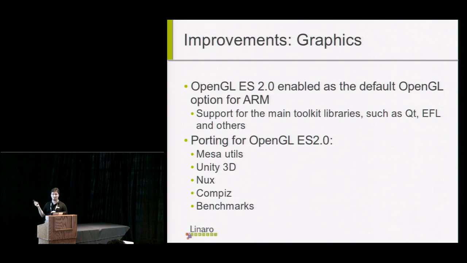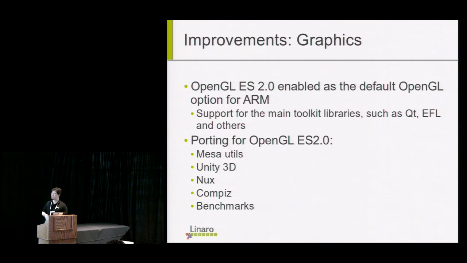So nowadays, for example, if you grab Qt, EFL, and a few other important toolkits and libraries that support OpenGLES, they would basically use OpenGLES on ARM by default. If you have the drivers, of course, it will be accelerated. If not, it will be provided by Mesa.